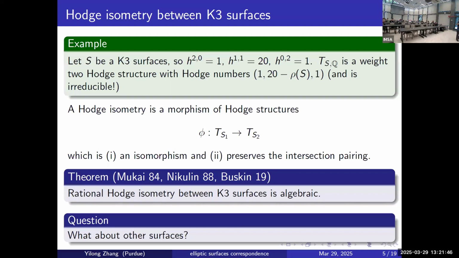What is in the literature called the Hodge isometry is the following. Suppose that you have two K3 surfaces, and the Hodge isometry means that you have a morphism of the transcendental Hodge structure from X1 to X2 as an isomorphism of Hodge structures.